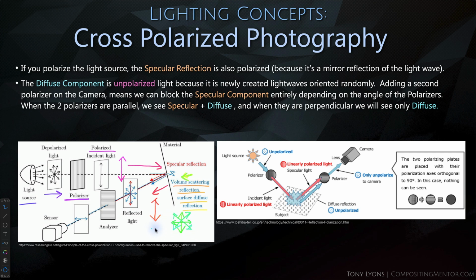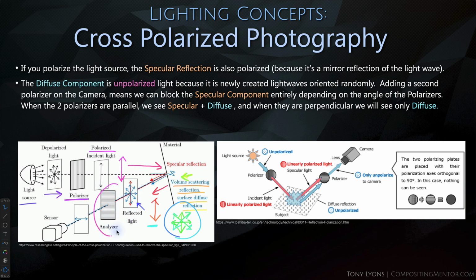Now, this is very convenient for us because on one hand we have a polarized component, which is the specular reflection, and on the other hand we have this unpolarized diffuse component. That is represented here in this little graphic, where the red line is the vertical specular reflection, and then the omnidirectional blue arrows are the unpolarized diffuse reflection.